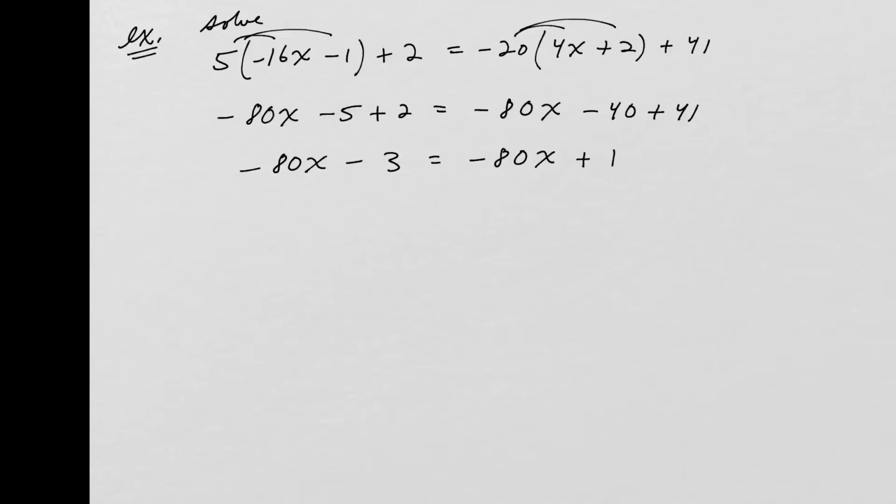And now, if I try to bring the variable onto one side, let's say to the left-hand side, I would add 80x, add 80x, and look what happens. I'm going to get negative 3 is equal to 1. Or if you want to, you can go further and you could say plus 3. You could say 0 is equal to 4. In any case, that is not true, right? Negative 3 is not equal to 1. 0 is not equal to 4.